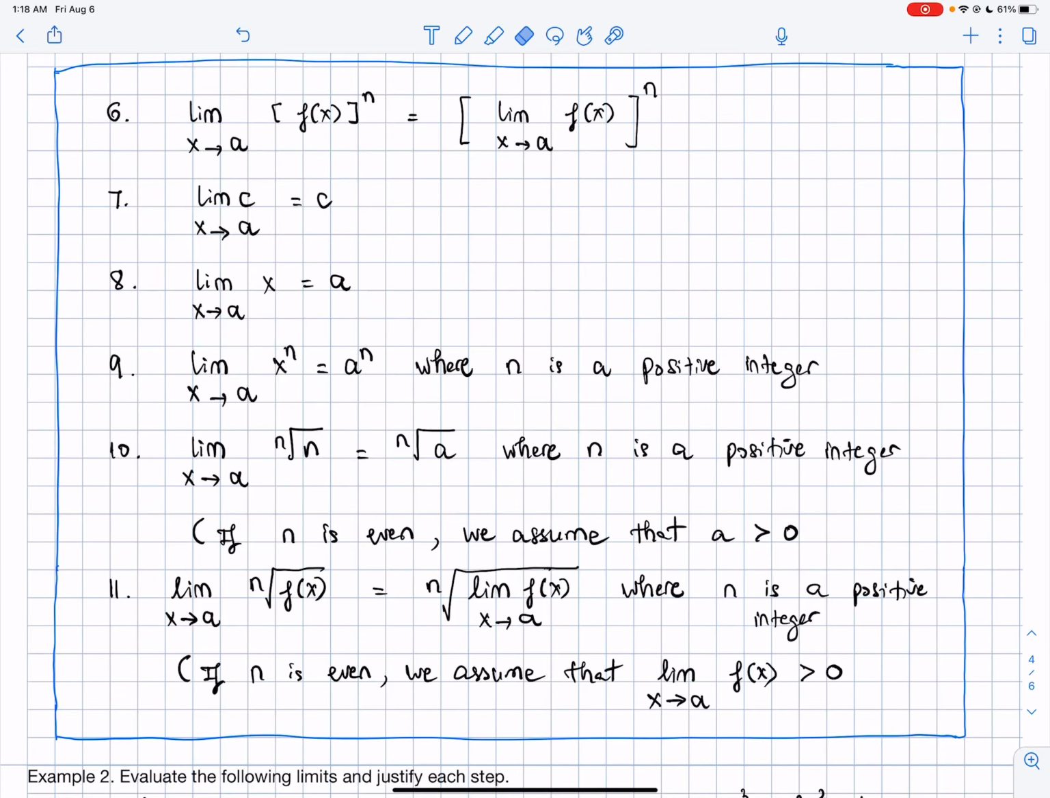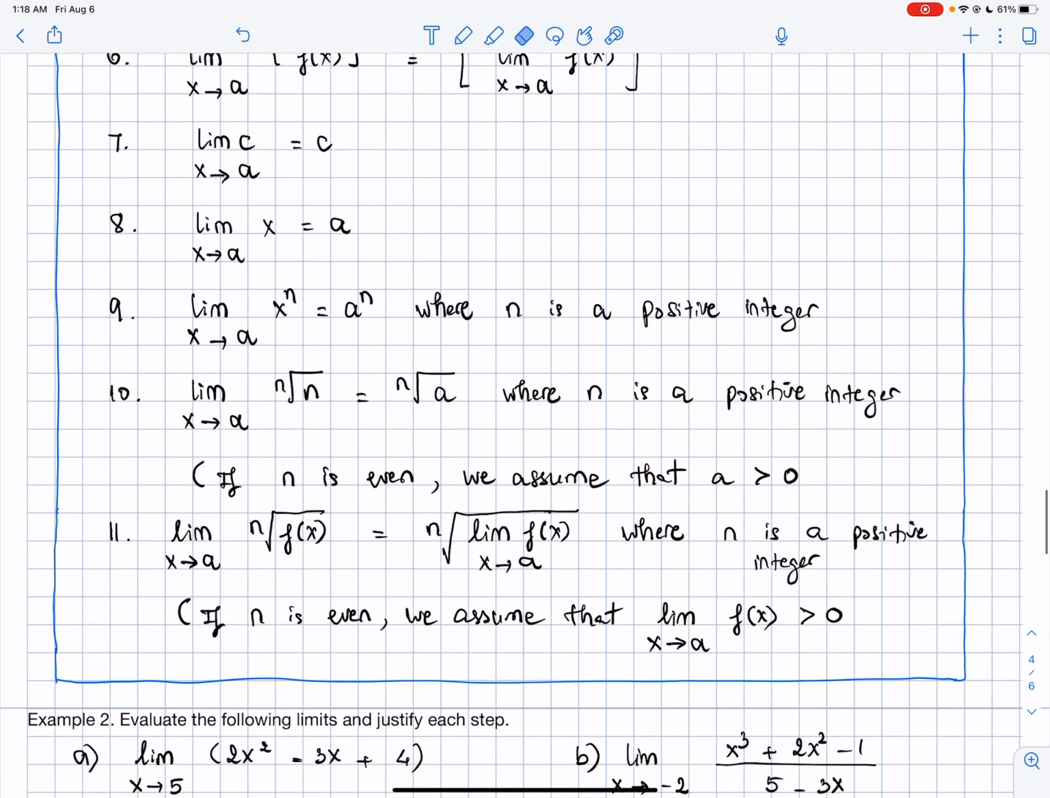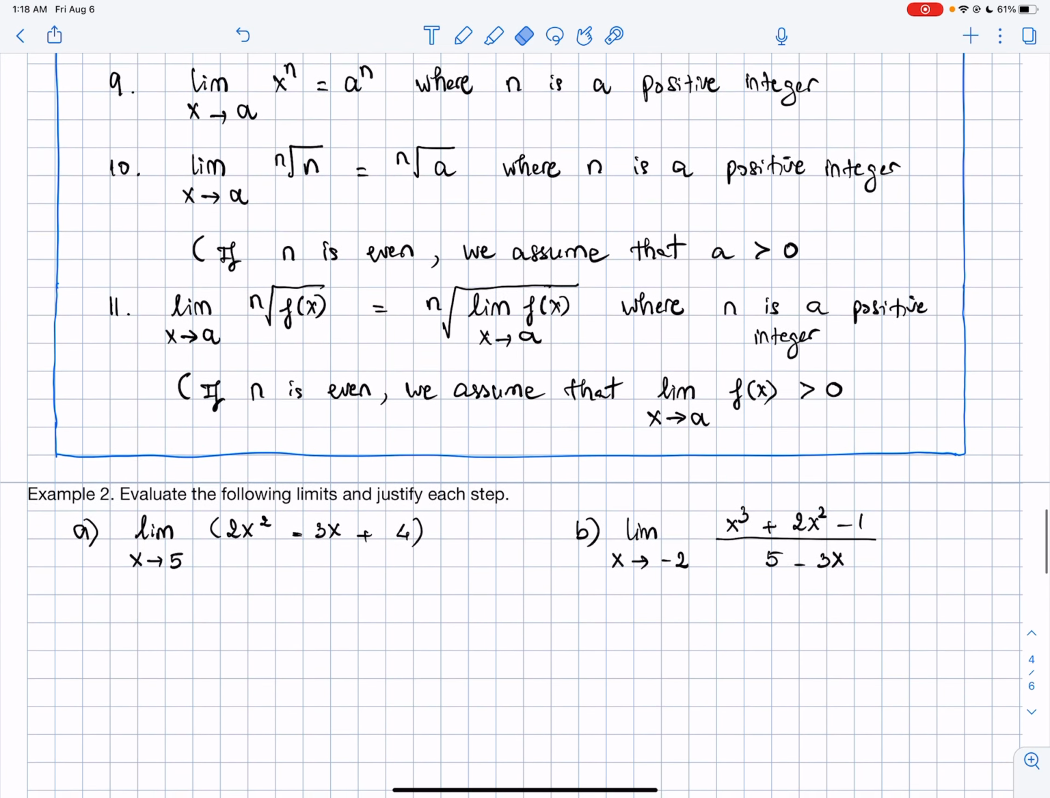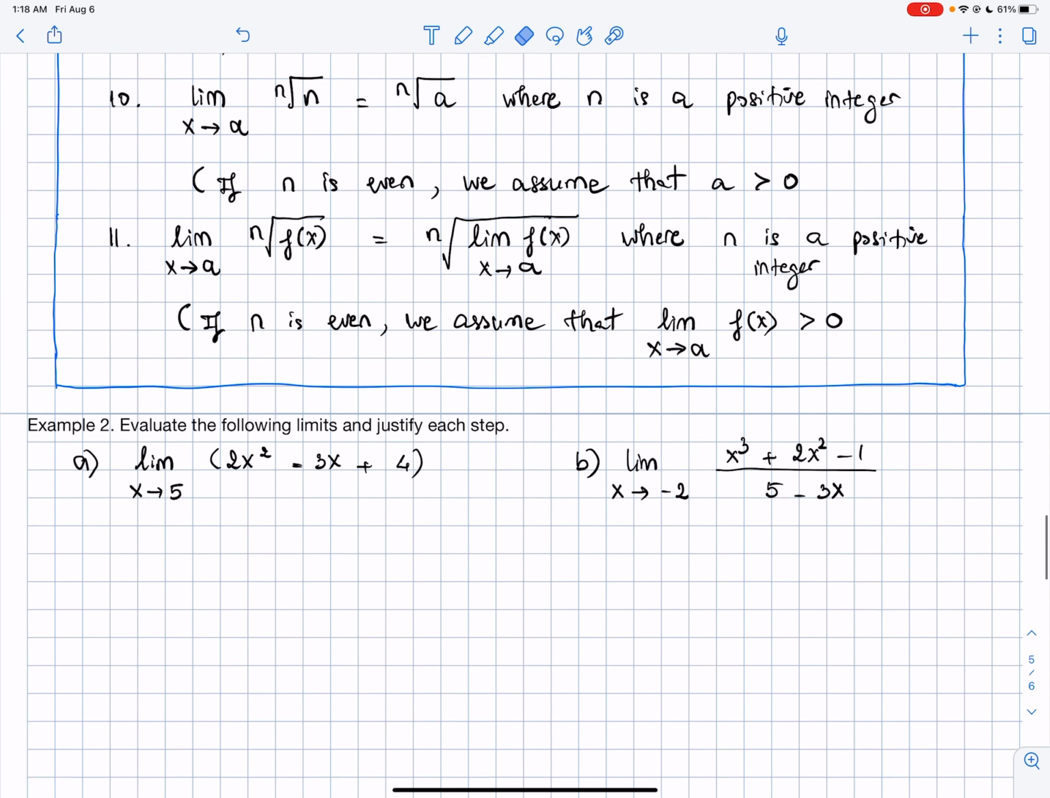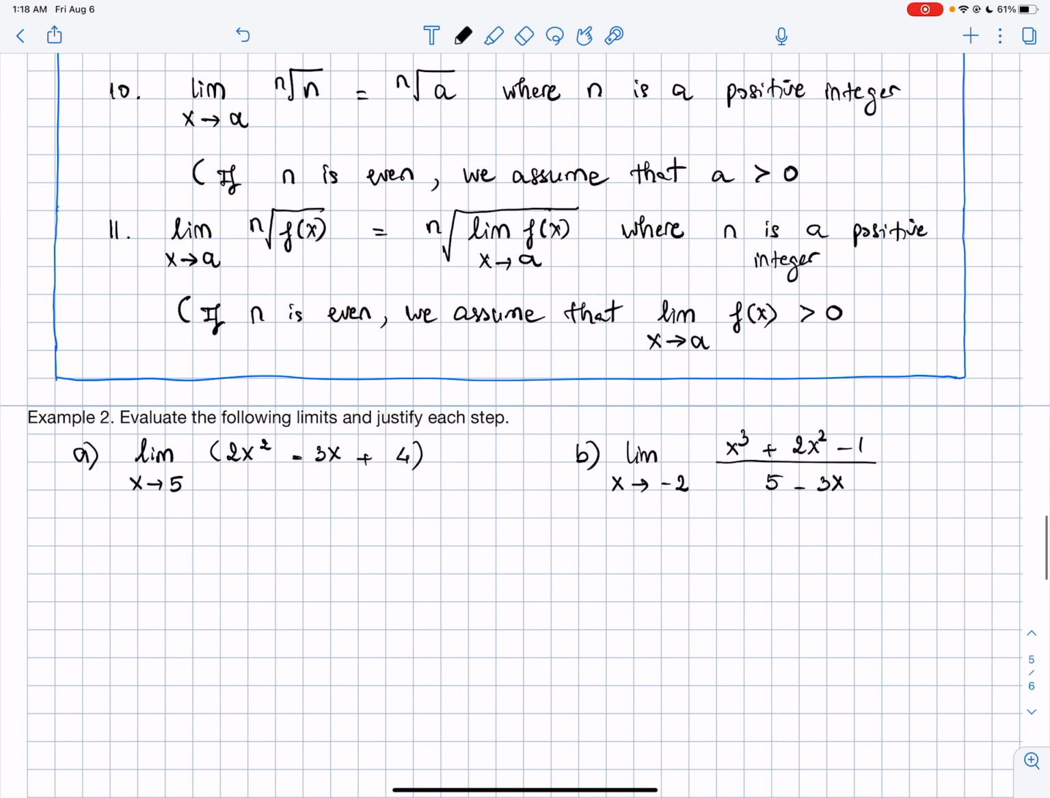The following laws obtained from the first 5 laws. We will use all of them to evaluate the following limits in example number 2. So for part A, we will use law number 1 to separate the 2x squared, 3x, and the 4.